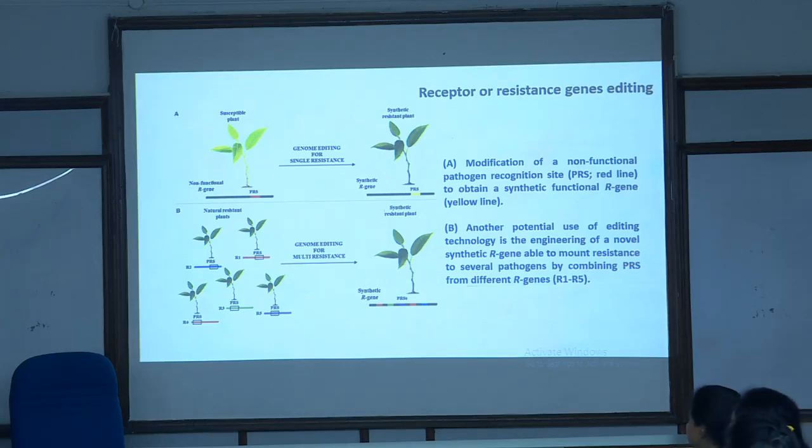Here come the resources available at our disposal. Most of the genomes are already out, and we know what is there, right? And getting a diverse set of R proteins from a particular host is quite a reality now, right? So if you know the PRS and you can do the modification in one R protein, R gene, you try to bring modification in the PRS, which is going to perceive diverse pathogens.